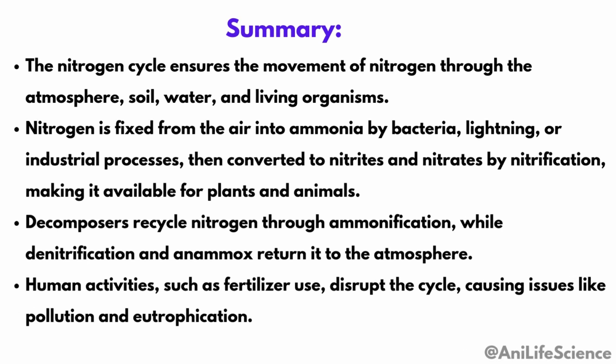Summary. The nitrogen cycle is nature's way of moving nitrogen between the air, soil, water, and all living things. First, nitrogen from the air is changed into a form plants can use, like ammonia, with the help of bacteria, lightning, or factories. Then, special bacteria turn ammonia into nitrates, which plants and animals need to grow. When plants and animals die, decomposers recycle nitrogen back into the soil. Finally, some bacteria return nitrogen to the air through processes like denitrification and anammox.